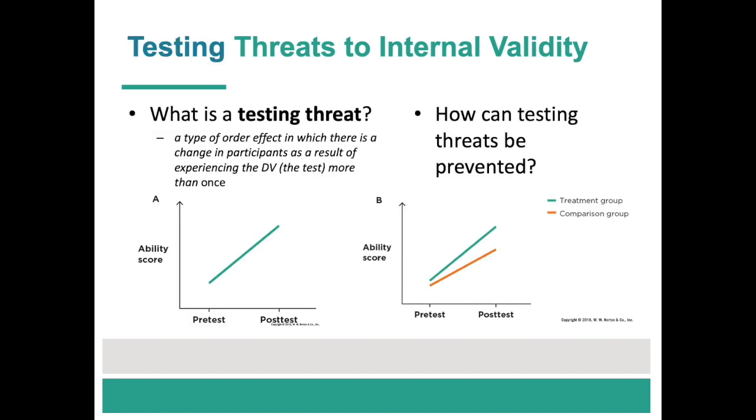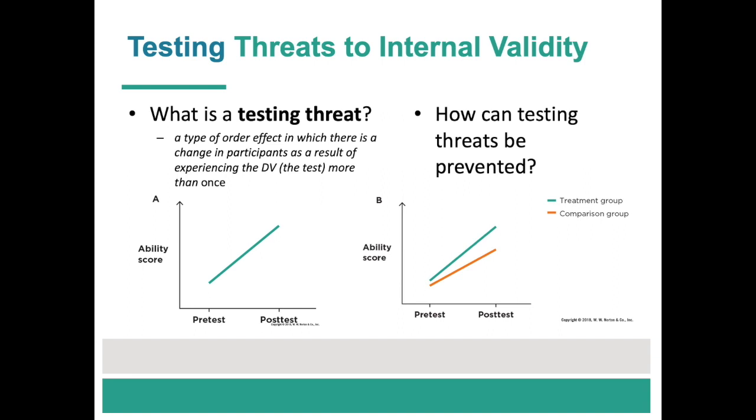Another one's testing. So what's a testing threat? It's a type of order effect in which there's a change in participants as a result of experiencing the outcome, the test, more than once. So if the test you're giving is one that people pick up on pretty quickly and they can learn from, then sometimes just having a pre-test and then a post-test, they'll do better on the post-test because they learned the first time.